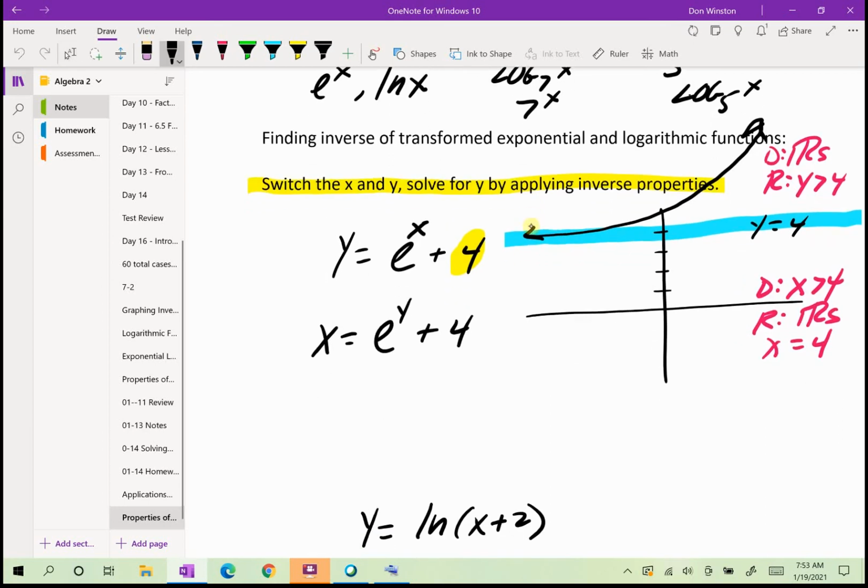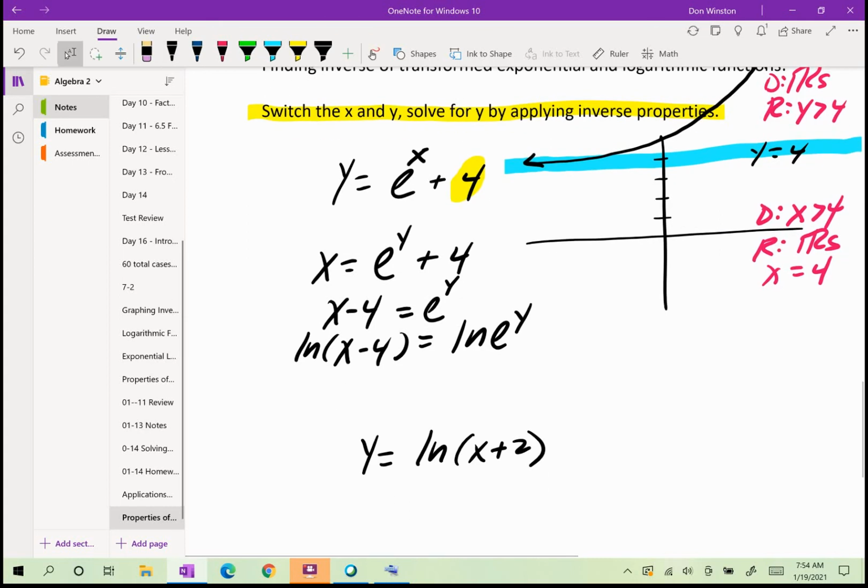First, I have to subtract 4, so x minus 4 equals e to the y. Now, if I take the natural log of both sides, I'll have the natural log of x minus 4 equals the natural log of e raised to y. Well, that just gives me the natural log of x minus 4 equals y. So there's my inverse. And as you can see, my domain now has to be x is greater than 4.